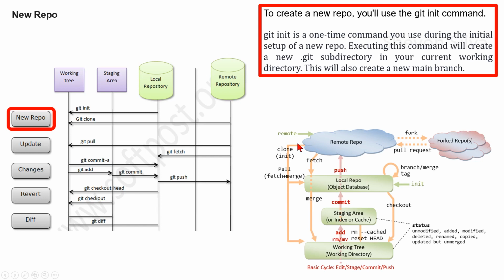Clone, init, pull, fetch, merge are passing from remote repository to local repository and working tree. Fetch is passed from remote repository to local repo, and merge is passing from local repo to working tree. Here working tree interacts with staging area. Staging area is connected to local repo. Local repo interacts with remote repo.